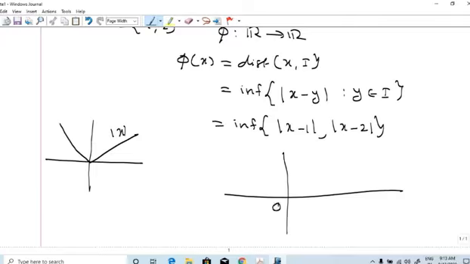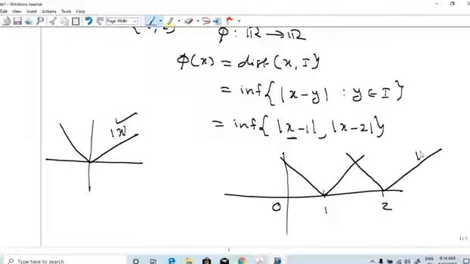If we substitute x equal to 1, we get 0, right? Therefore, this is 1 and this is 2. For x equal to 1, this is 0. Therefore, the graph crosses this point and then looks like this. So this is just a translation of mod x, which is mod x minus 1. The translation is 1 unit. Similarly, the mod x minus 2 graph looks like this one. So this is the mod x minus 2 graph and this is the mod x minus 1 graph.